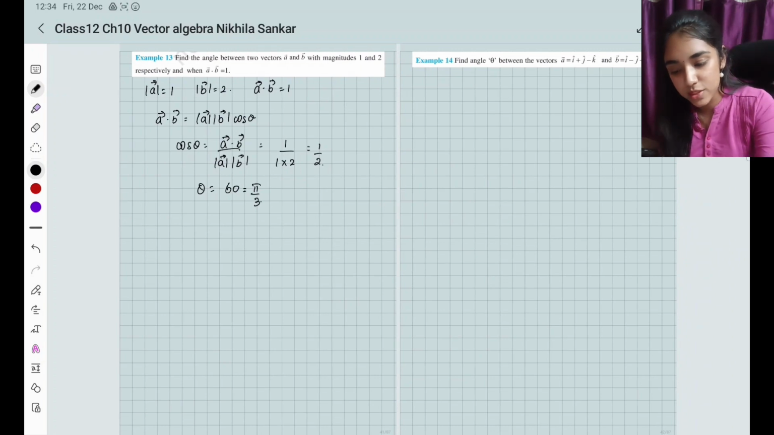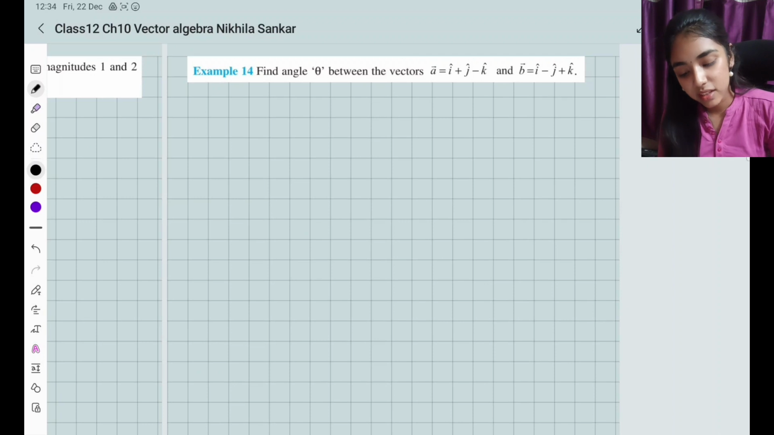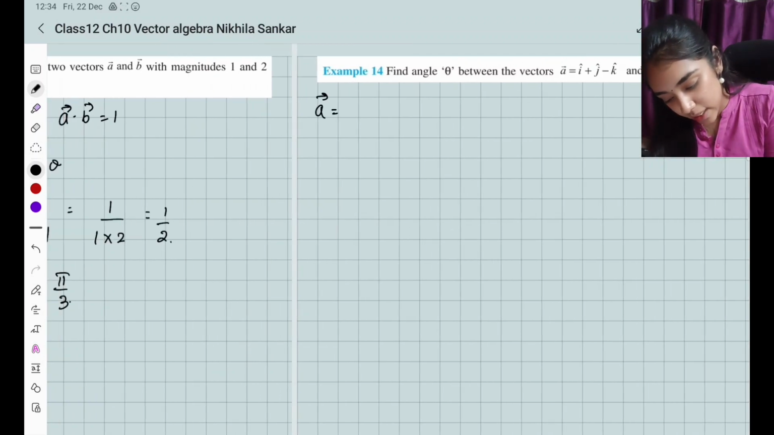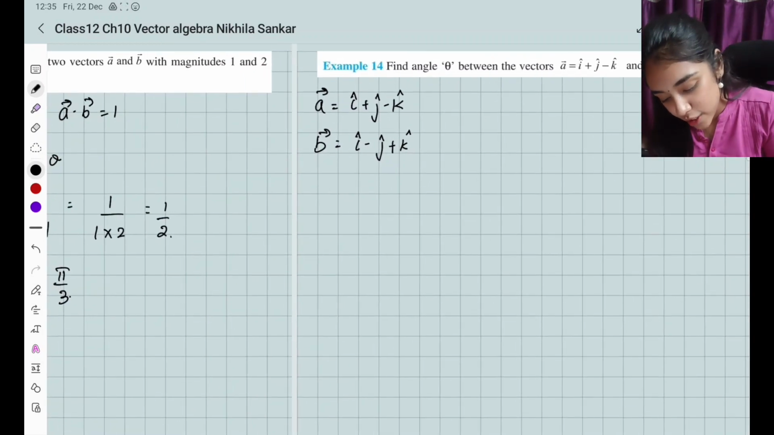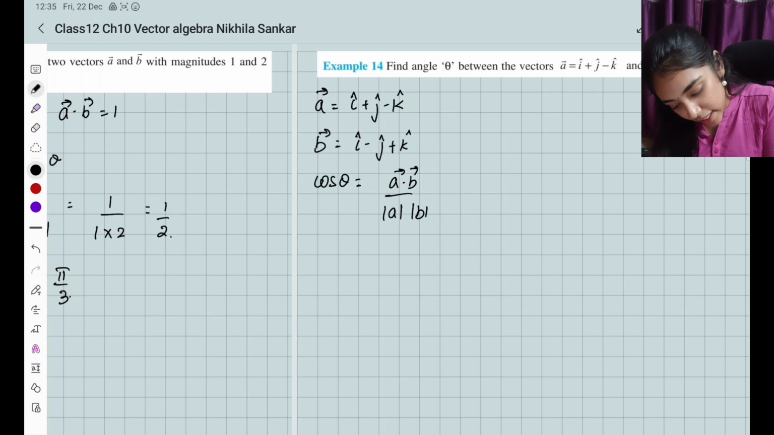Okay? Please copy. Example 14. Find angle theta between the vectors A and B. Now they have given it in vector form. So I'll write A equals I cap plus J cap minus K cap, and B is given to be I cap minus J cap plus K cap. Okay, can you see the question? I'll rewrite it. Now, I need to find theta. So again, cos theta equals A dot B divided by magnitude of A times magnitude of B.